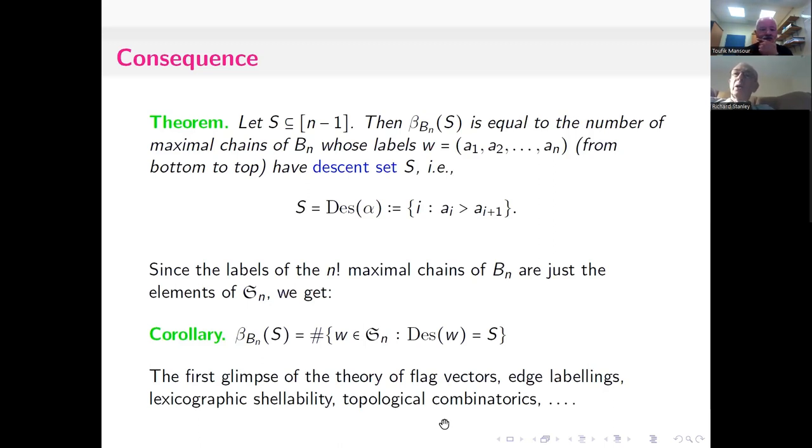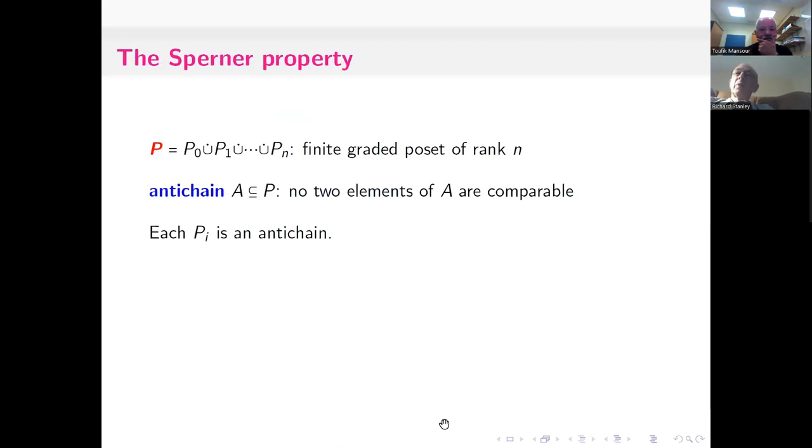Another reason is that it is the original example of the Sperner property. We have any finite graded poset of rank n, which is going to be divided into these disjoint ranks, P0 up to Pn.